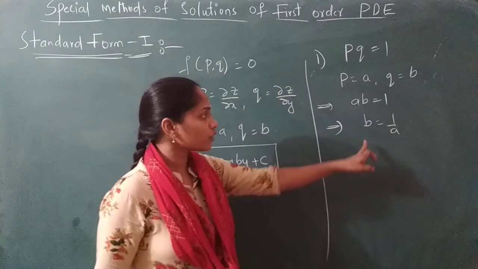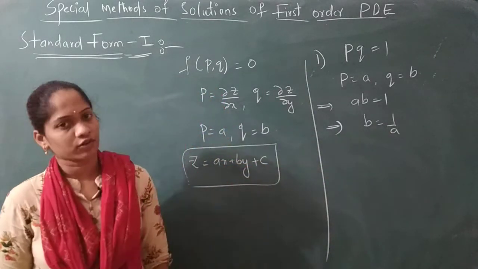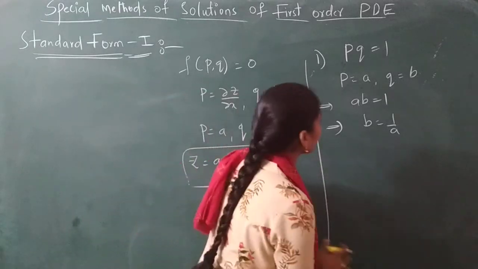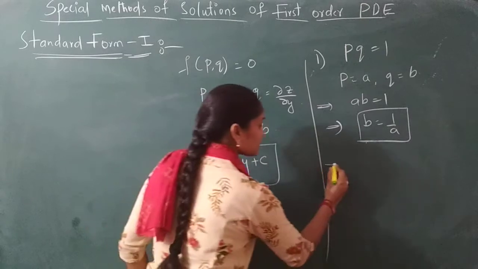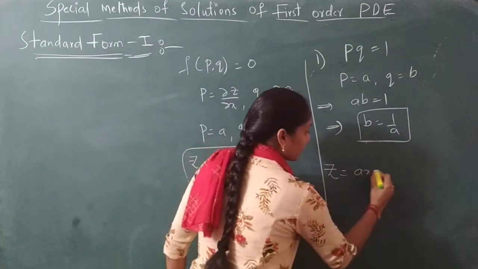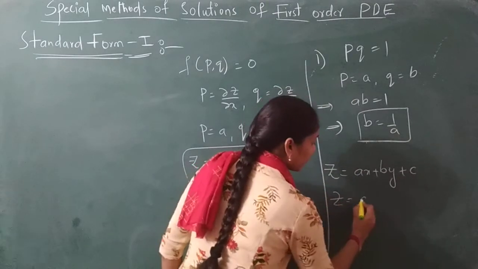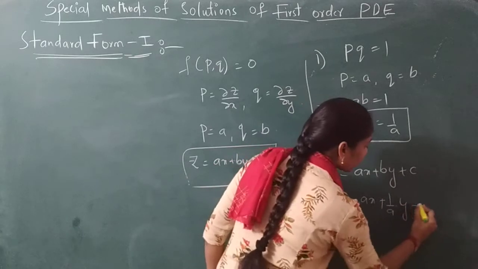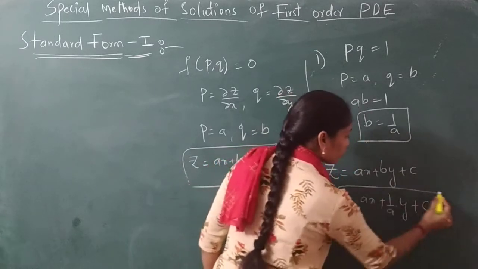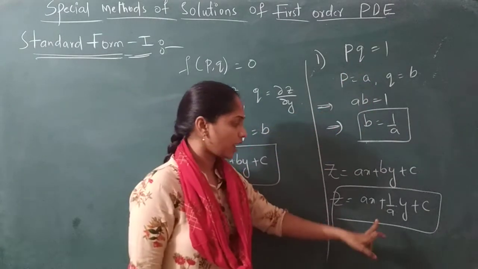We need to find the b value because we have to find the a, b, c values. So now the solution is this: z is equal to ax plus by plus c. Now we substitute ax as it is, and the b value is 1 by a into y, plus c. This is the solution, and we have converted the given first order PDE into the standard form.